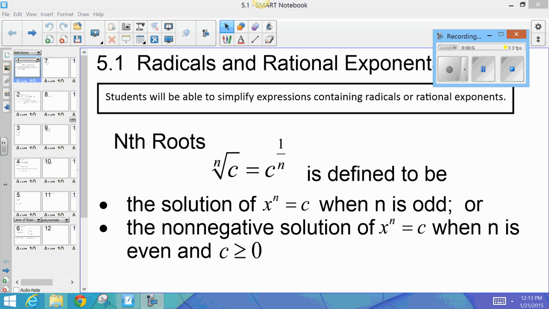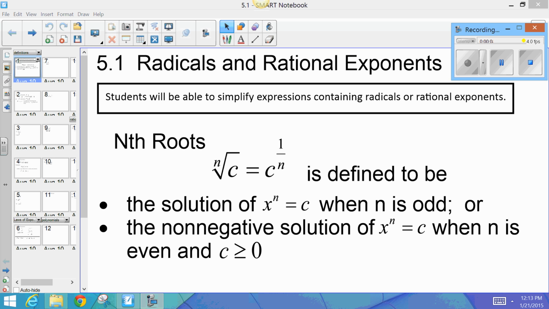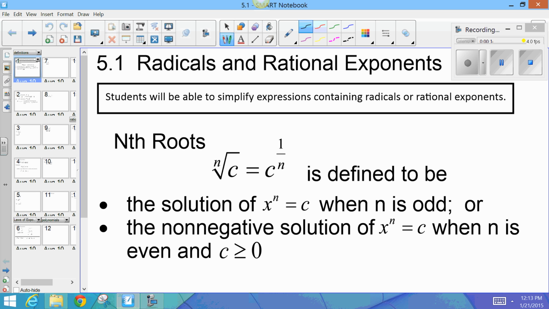This is pre-calculus, notes on section 5.1. The name of the section is Radicals and Rational Exponents. And the name of this video is Definitions. Okay, so make sure that you get all of this page in your notes.